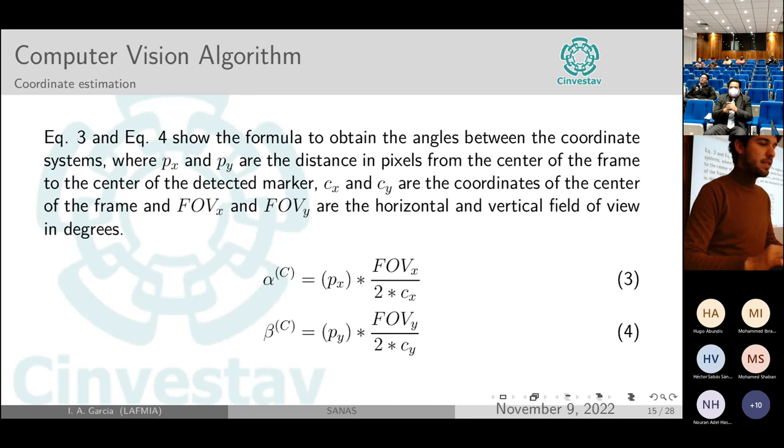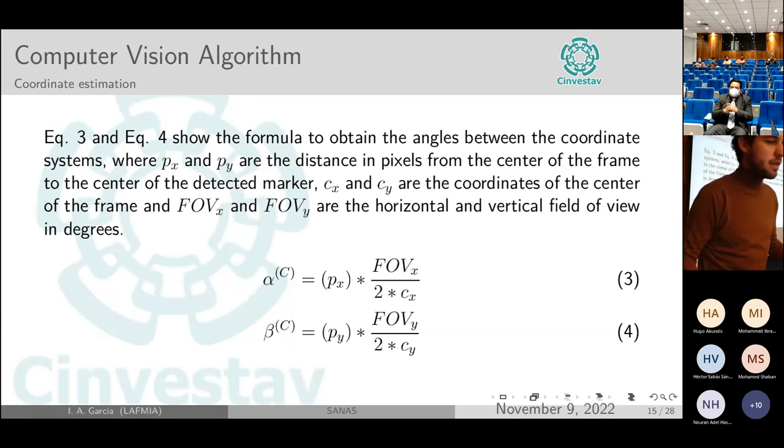We calculate this distance, and then we calculate the angles between the two coordinate systems. These angles are alpha and beta, and these are calculated using the horizontal and the vertical field of view of the camera. These are also given by the manufacturer, but also are corroborated through experiments with the real underwater conditions. And that is because the fields of view are different if the camera is on the surface or underwater.